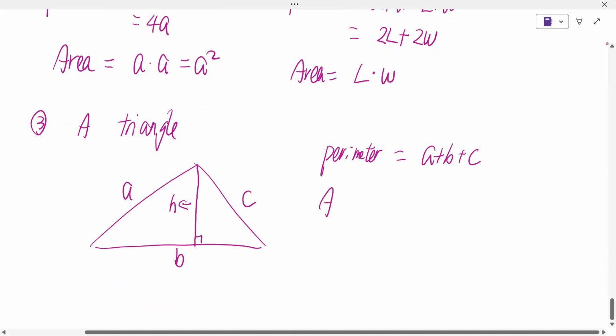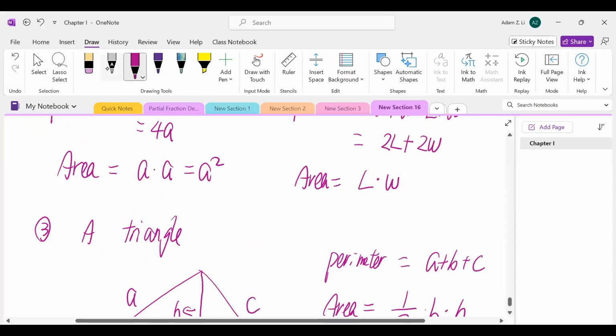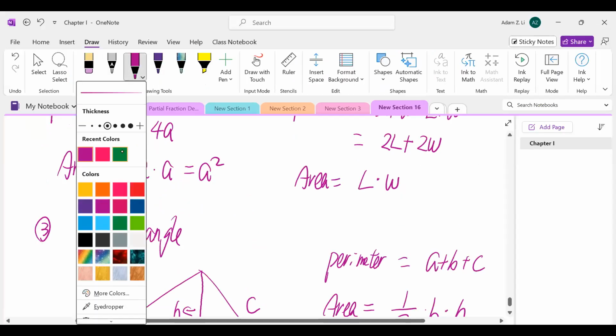And then the area will be half times base times height. Why is that? I'm going to quickly show you how we can actually create a symmetrical shape, and then you'll see why this is the case.